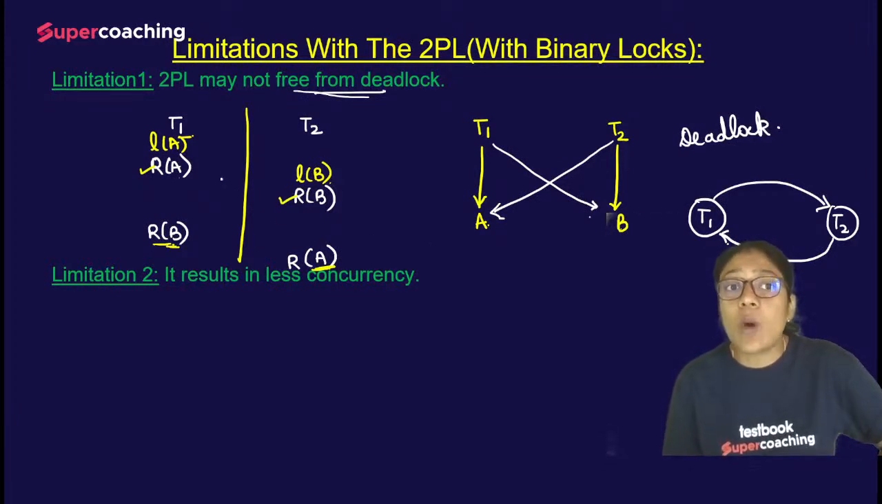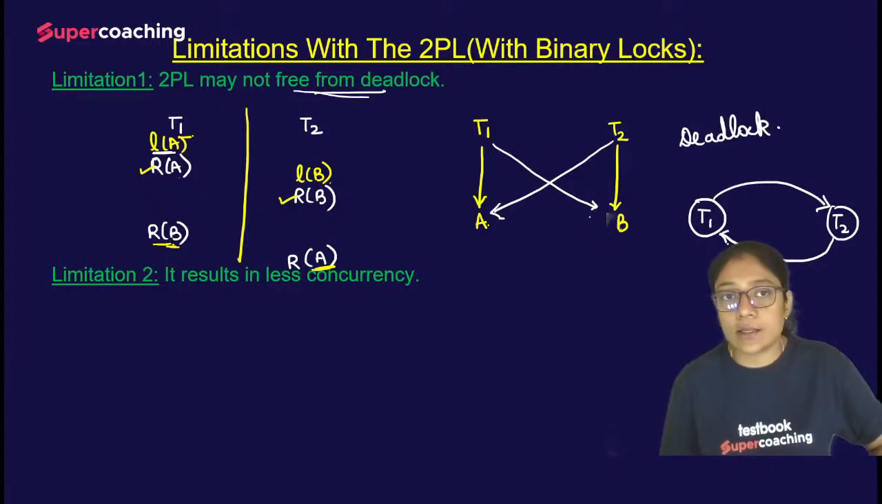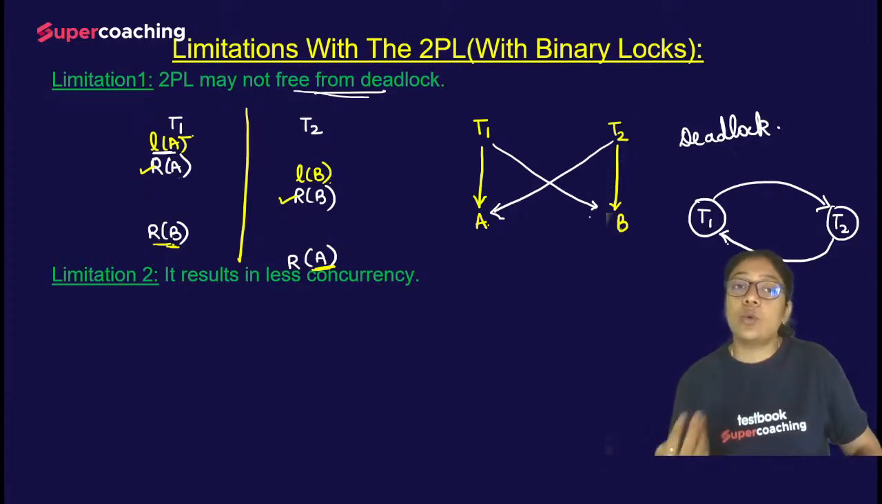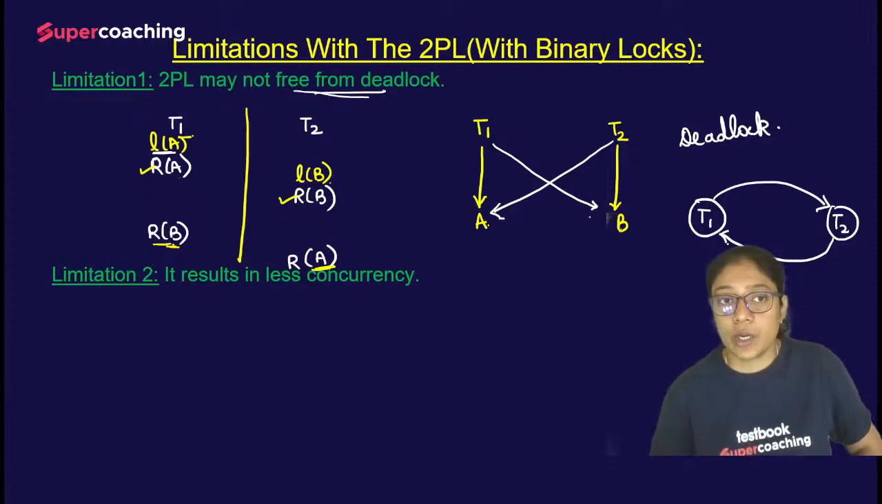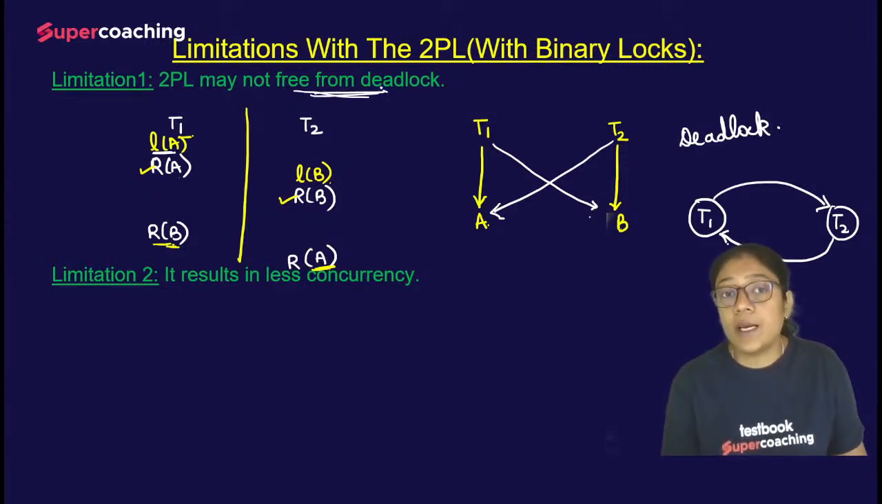Basically what is happening? Why is this happening? Because of this 2PL. Right? दोनों क्यों अटके हुए हैं? बिकॉज ऑफ 2PL. किसी भी टाइम पे अनलॉक नहीं कर सकते. सारे के सारे ग्रोइंग फेज आने के बाद only then it can go for the shrinking phase. So 2PL, first limitation with the 2PL, here we are just using the concept of binary locks. 2PL may not free from deadlock.